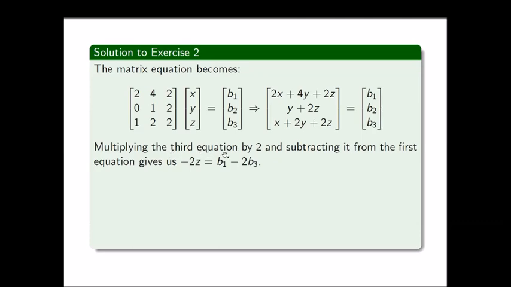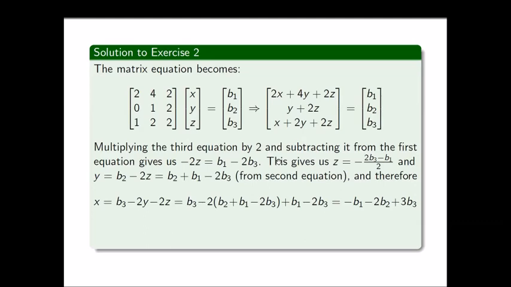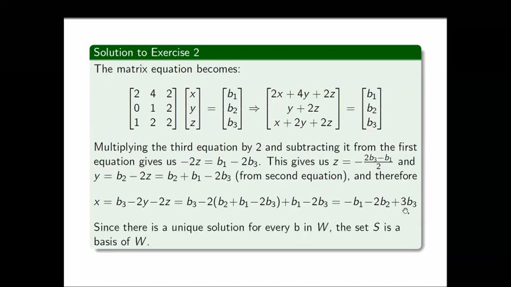So we first multiply the third equation by 2, and we subtract it from the first equation. So we get 2x minus 2x, 4y minus 4y, 2z minus 4z. So that gives us minus 2z equal to b1 minus 2b3. Now this gives us z equal to minus 2b3 minus 1 over 2. And then we can take this value of z and plug it in the second equation to get a value for y. And then we can take these values of y and z and plug them in the first equation to get a value for x.